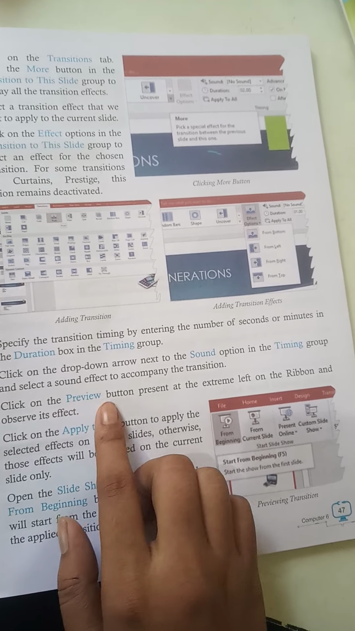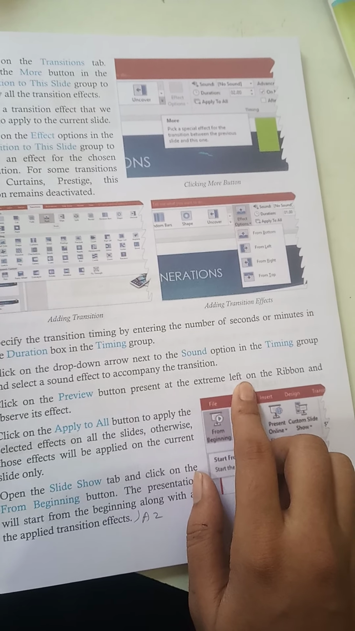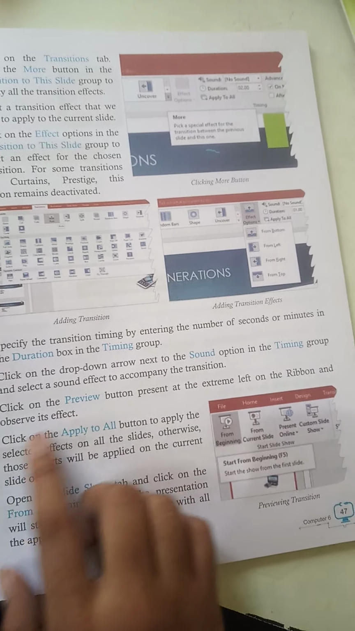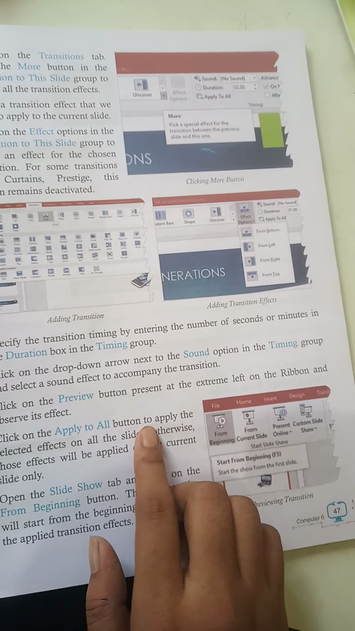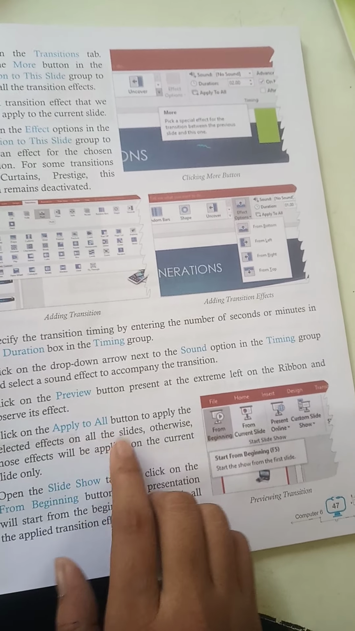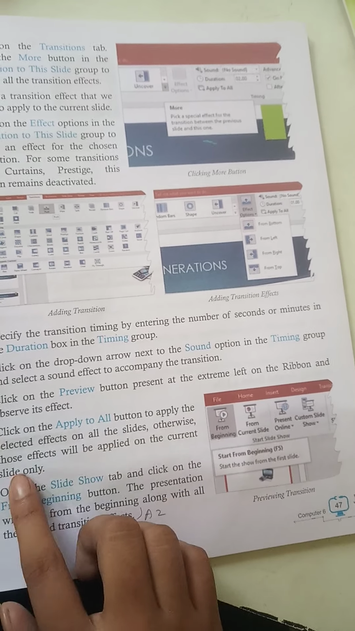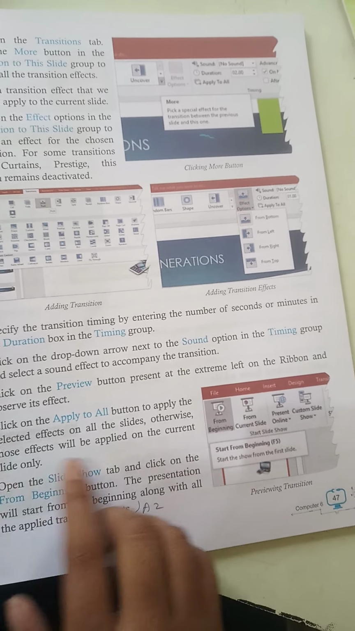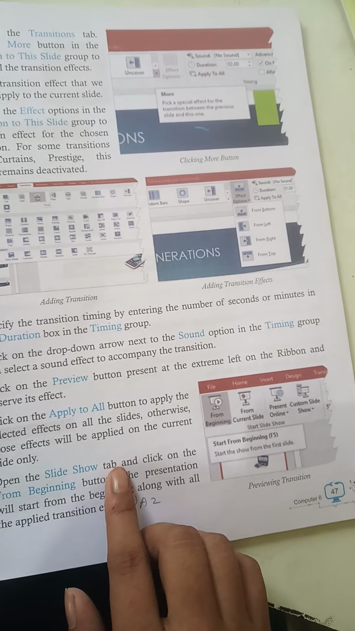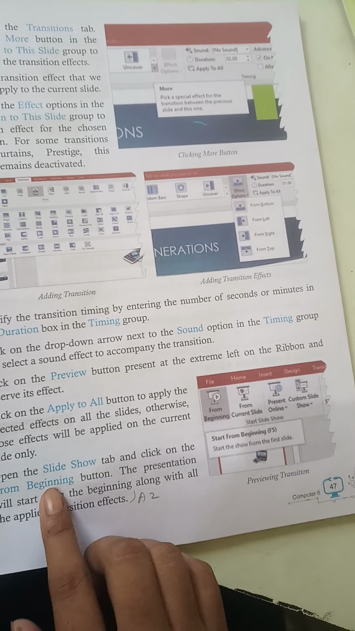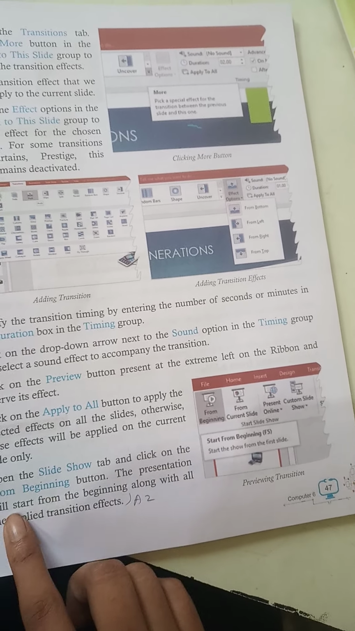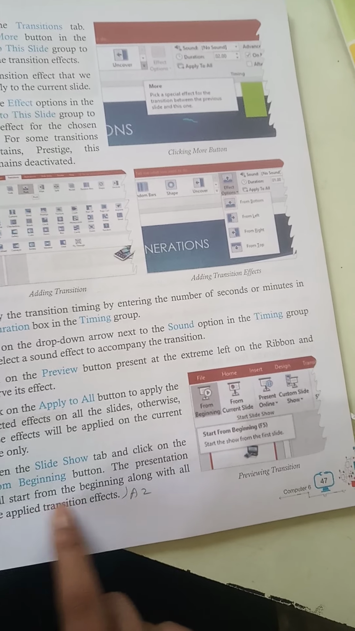Step 7, click on the preview button present at the extreme left on the ribbon and observe its effect. Step 8, click on the apply to all button to apply the selected effects on all the slides, otherwise those effects will be applied on the current slide only. Step 9, open the slideshow tab and click on the from beginning button. The presentation will start from the beginning along with all the applied transition effects.